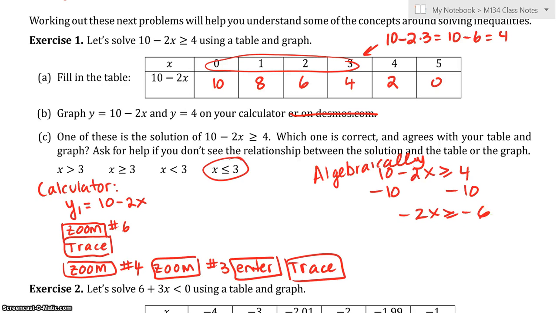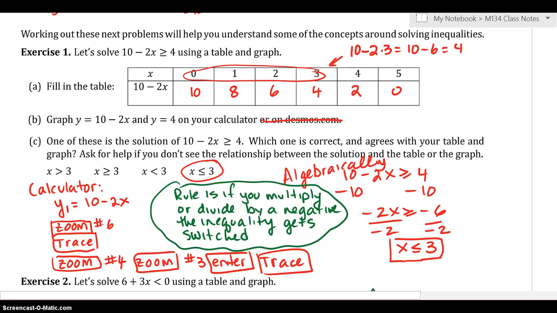The weird thing is that when you multiply or divide, we're going to see this again in a few, but if you multiply or divide by a negative, what happens is that the inequality, notice how it's a less than sign, the inequality gets switched. Kind of weird, isn't it? We're going to see why.